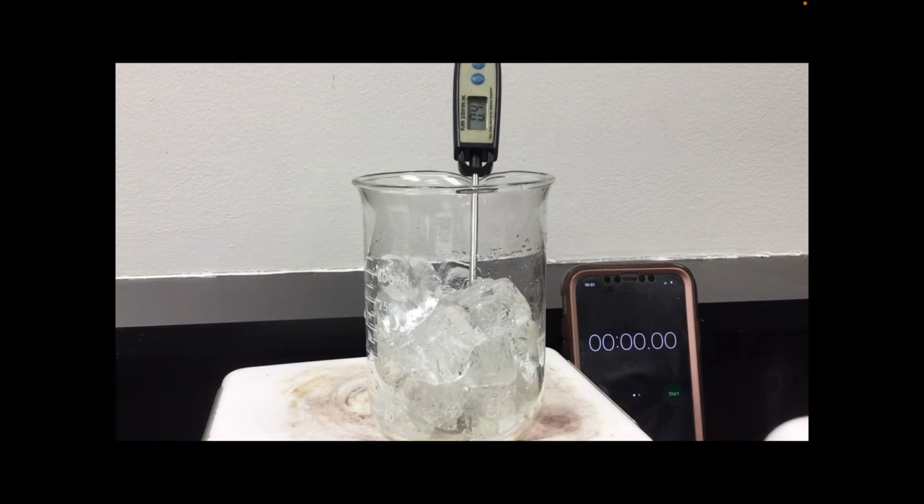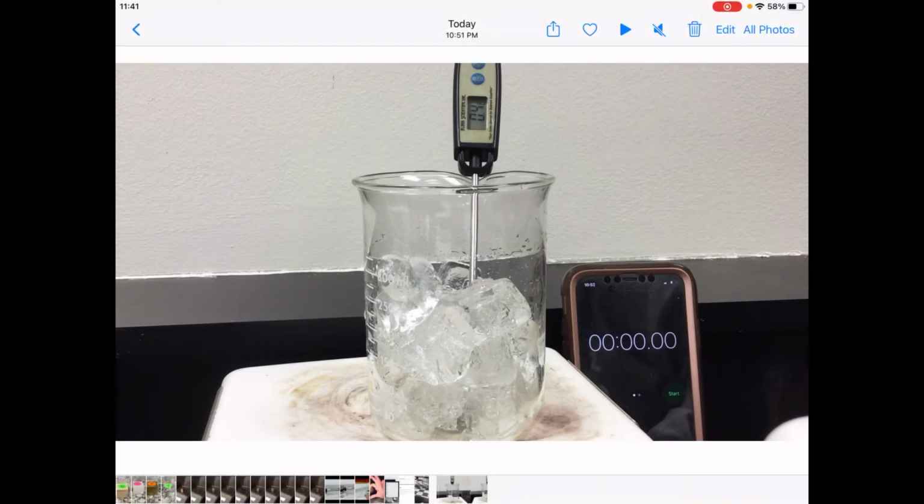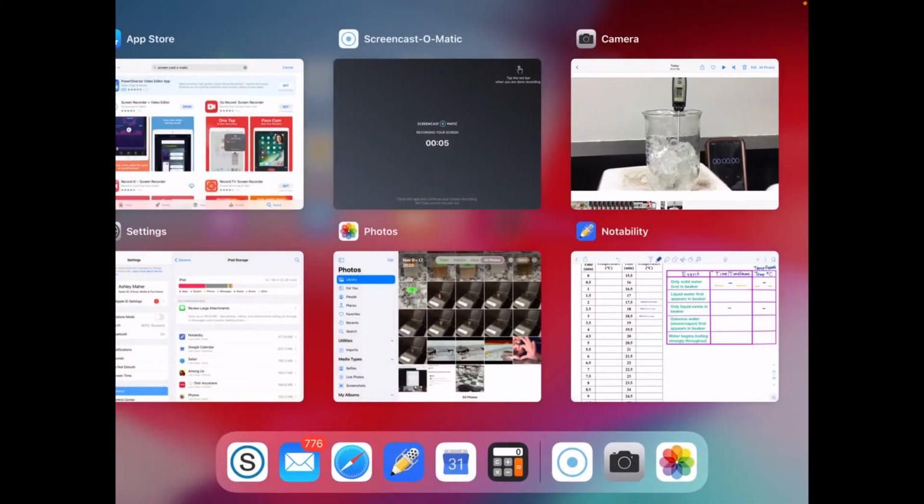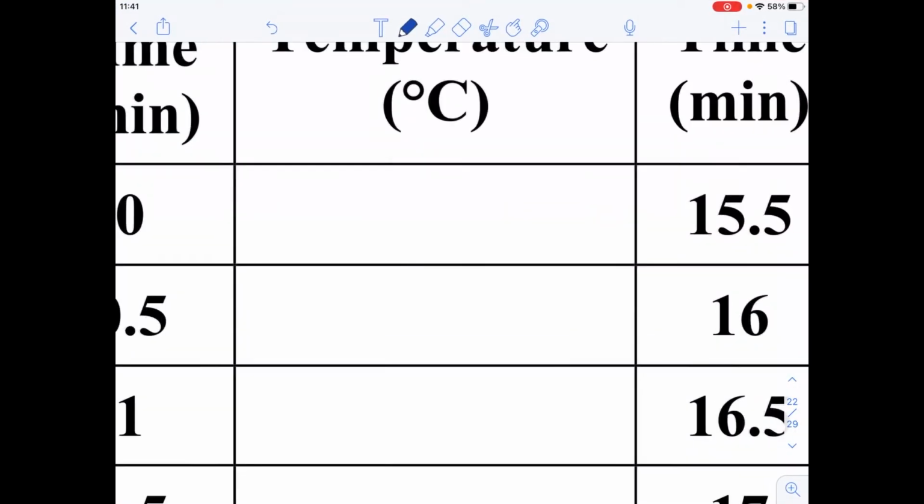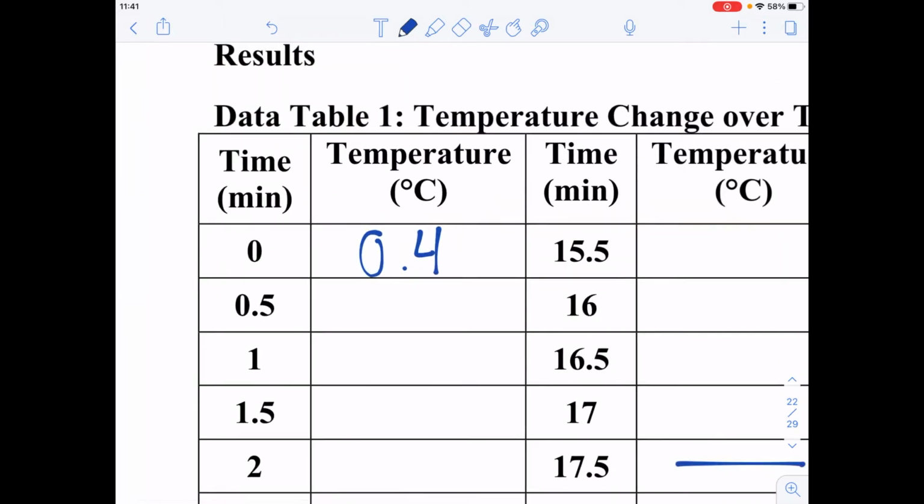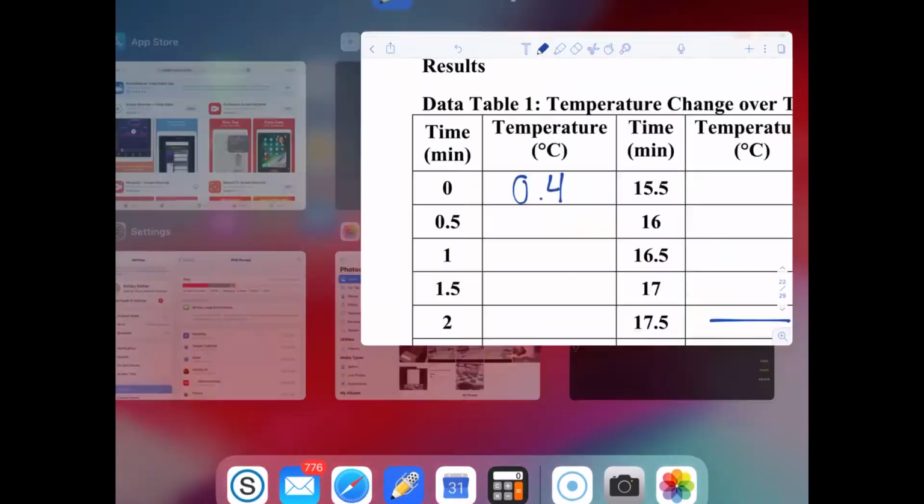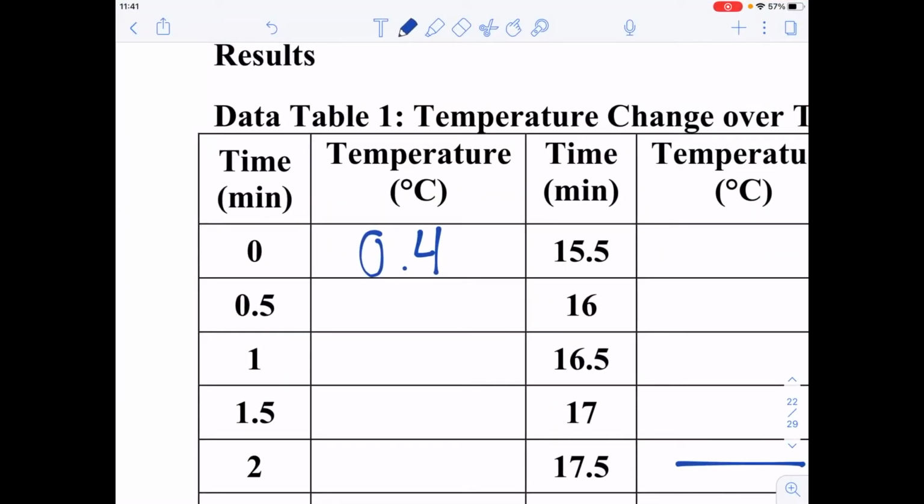So on your chart, at time 0, this should be 0.4. Again, all these are in degrees Celsius. This is right around 32 degrees Fahrenheit. Okay. Now, again, these times: 0.5 is 30 seconds, 1 is 1 minute, 1.5 is 1 minute 30 seconds, okay?